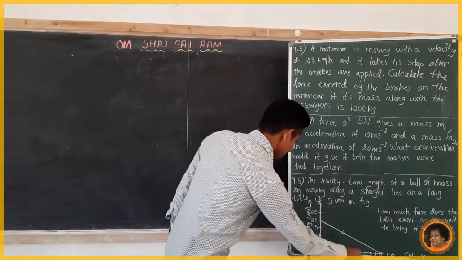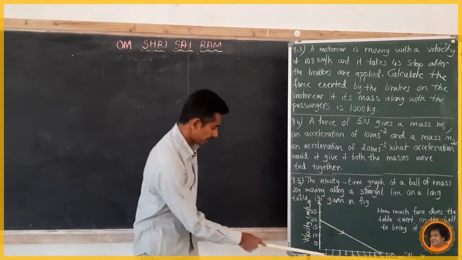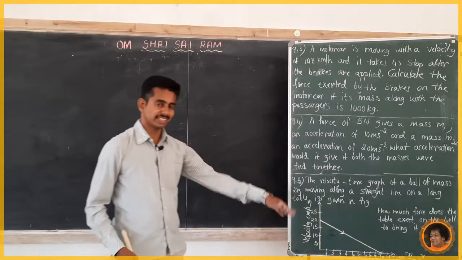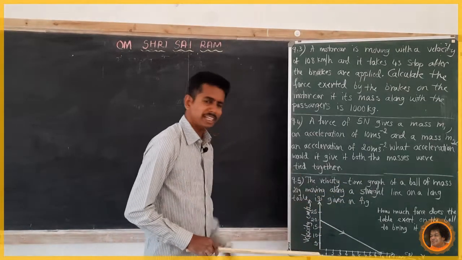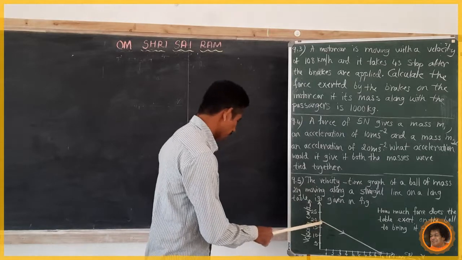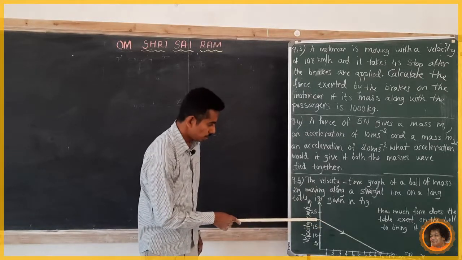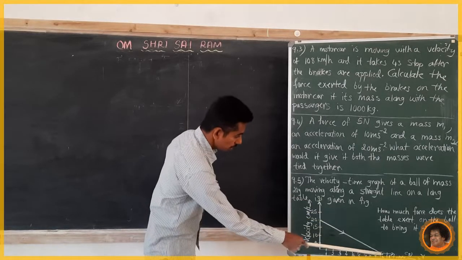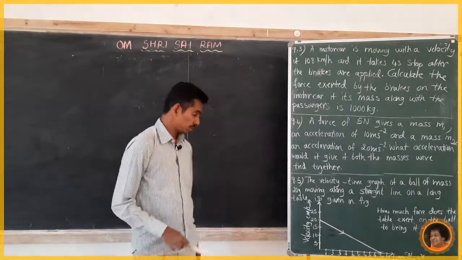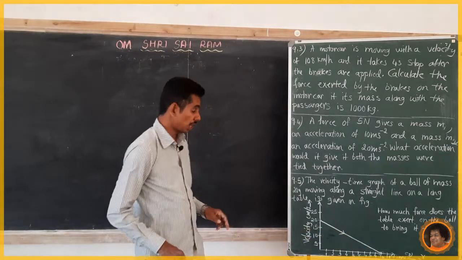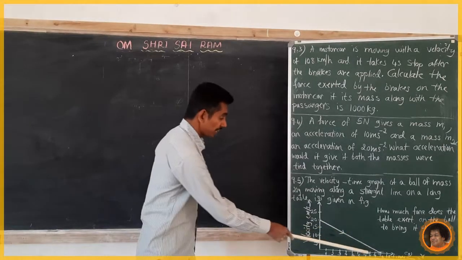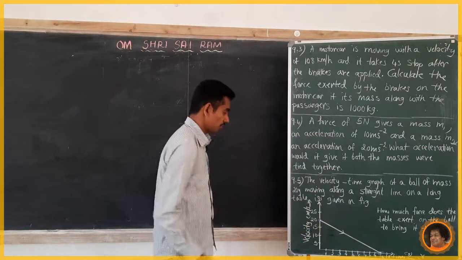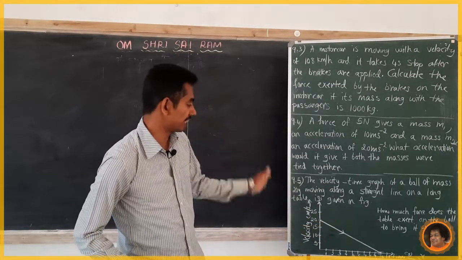Then the time is given in seconds: 1 second, 2 seconds, 3, 4, 5 and so on. What does it indicate? One ball is moving from 20, this is the distance, to 0. Why is it 0? It comes to rest. How much time will it take? It will take 10 seconds to come to rest.